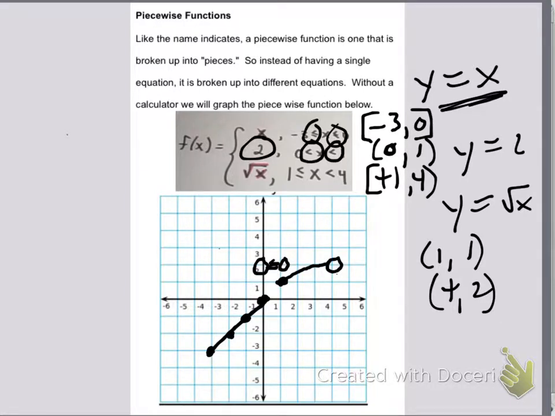Okay, so you have a straight line, jumps up to a horizontal line, but holes are at each end because 0 and 1 aren't included. And then square root of x, the first hole gets filled in, but then this one does not.